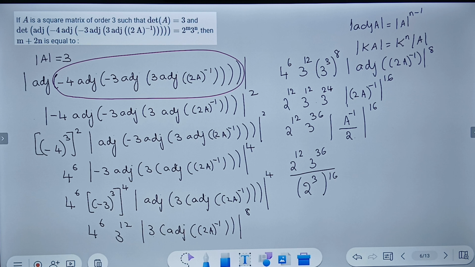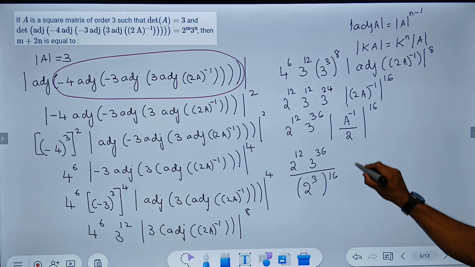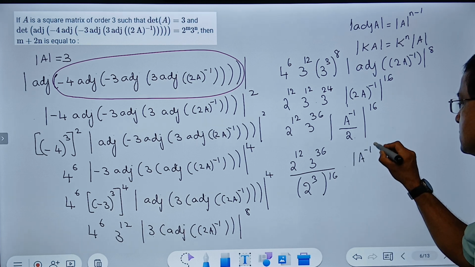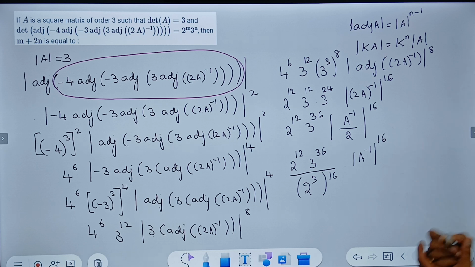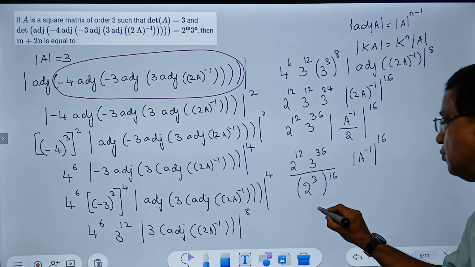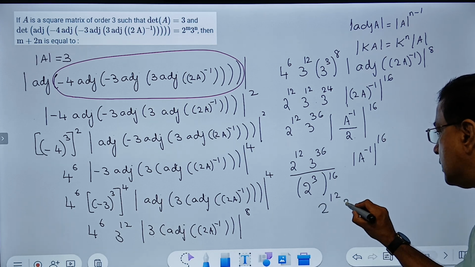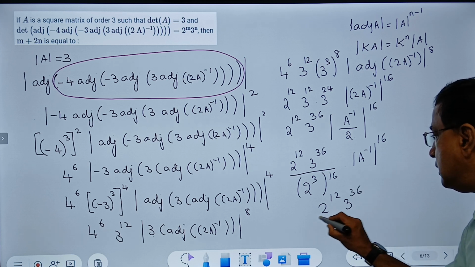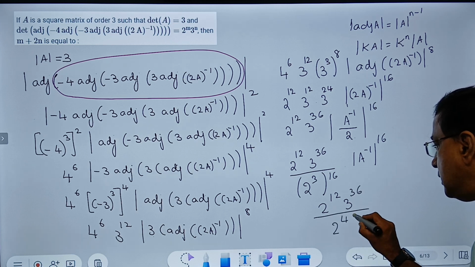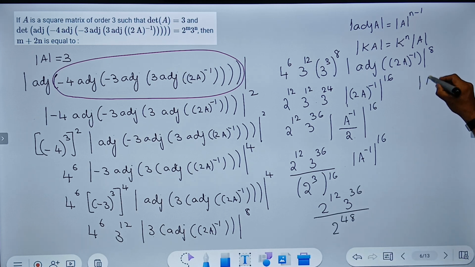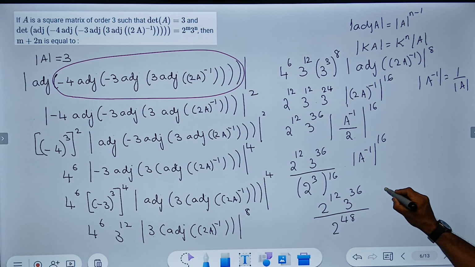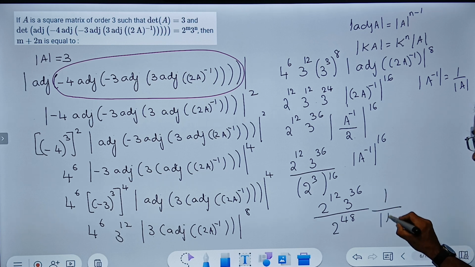Whole power 16 into determinant of A inverse whole power 16. So this will be 2 power 12, 3 power 36 divided by 2 power 48. But you know determinant of A inverse is 1 by determinant of A. So what is determinant of A inverse? 1 by determinant of A power 16. Carefully you have to do the calculation.